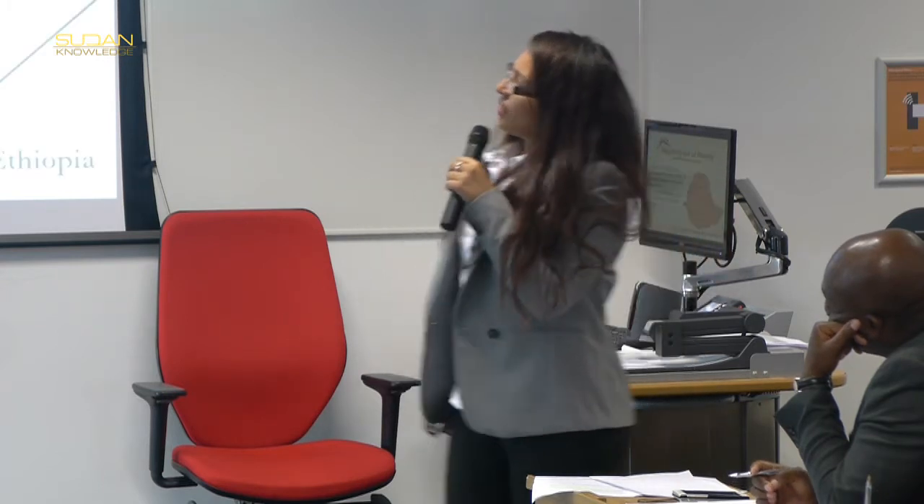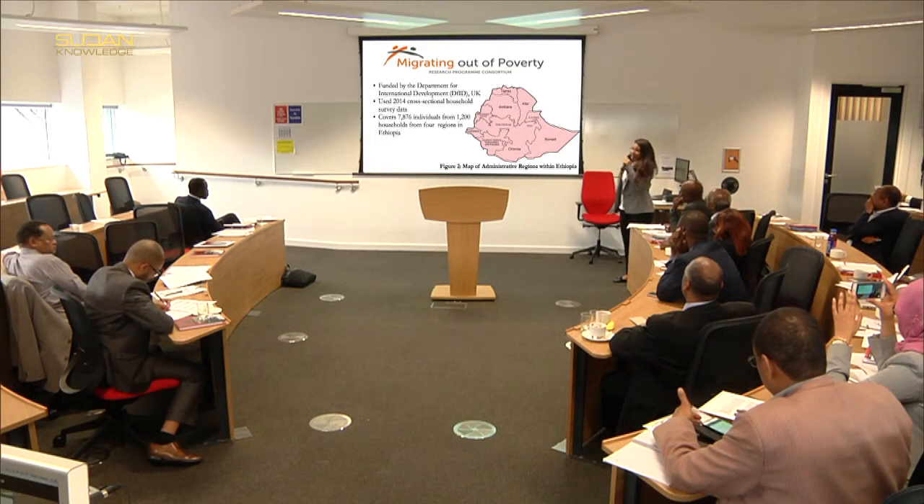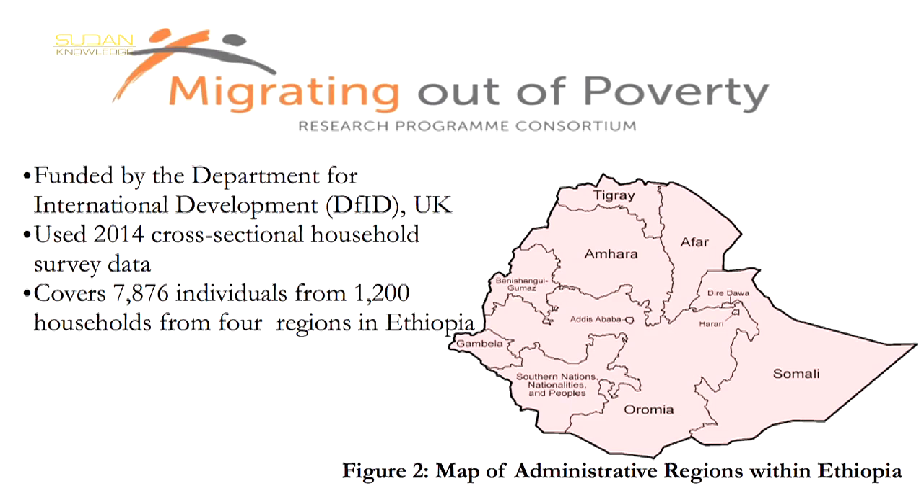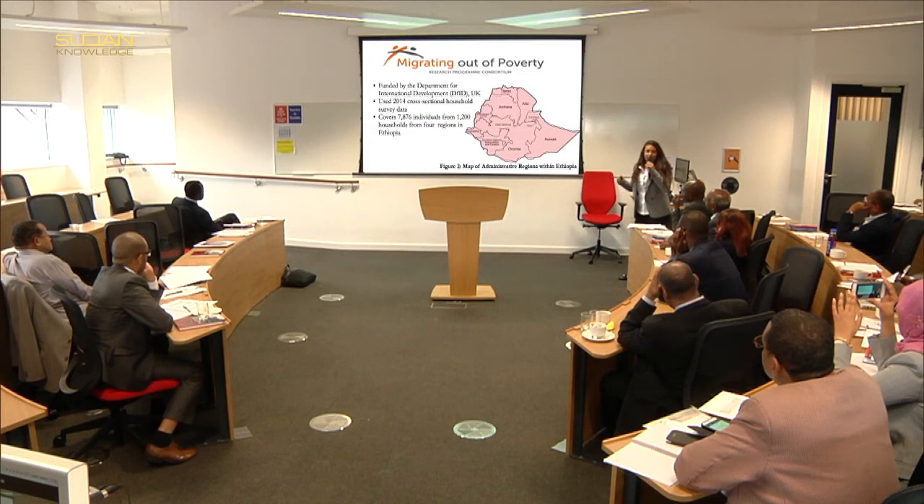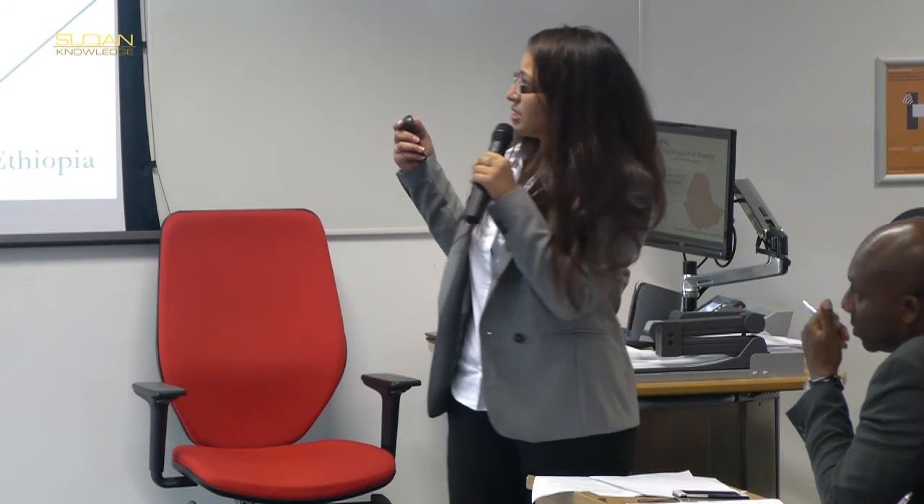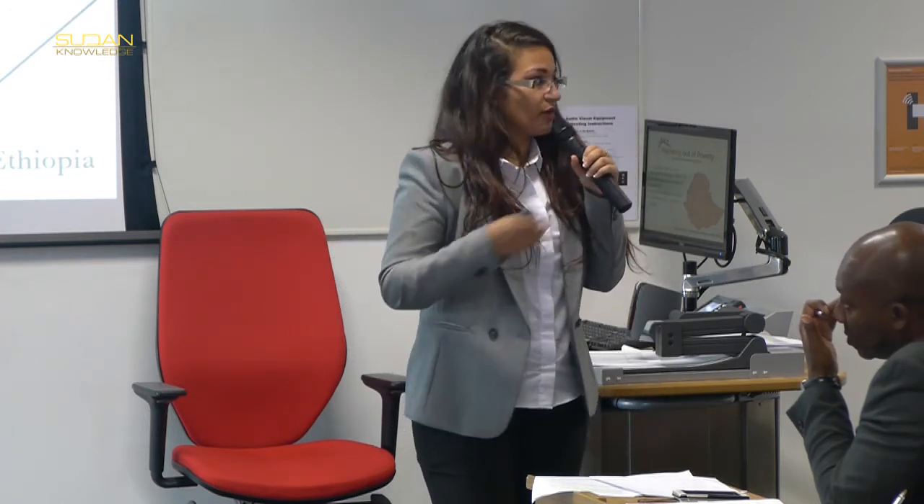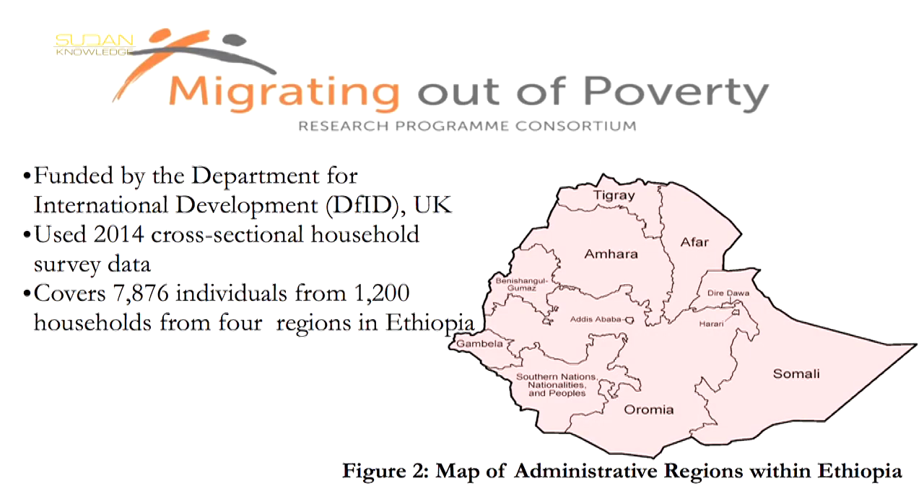So just to give you an idea, the data I've utilized was very recently collected, in 2014. So the evidence I'm going to present is very new. It hasn't been published before, but I'm working on getting it published this summer. It was collected by the Migrating Out of Poverty research program, which is funded by DFID. It uses cross-sectional household data and covers 7,876 individuals from 1,200 households all around Ethiopia.